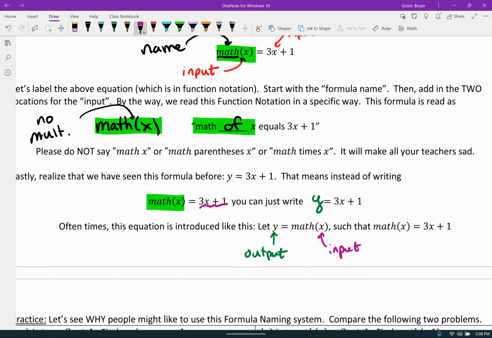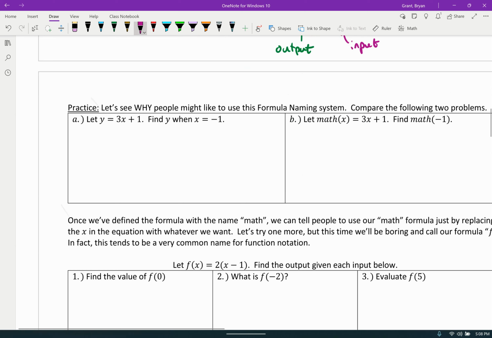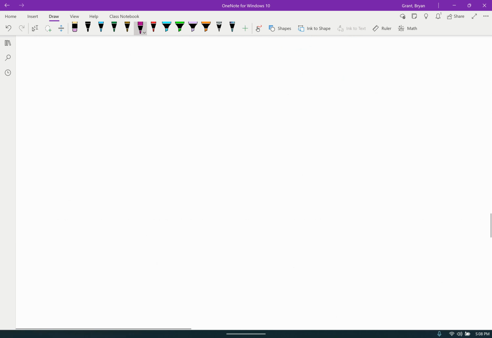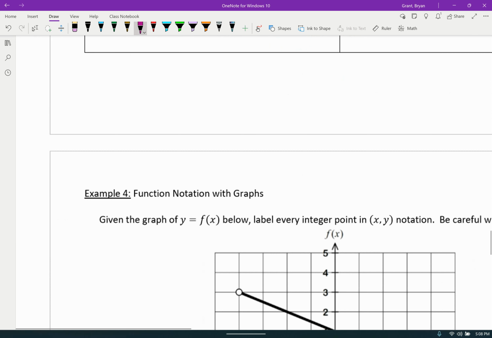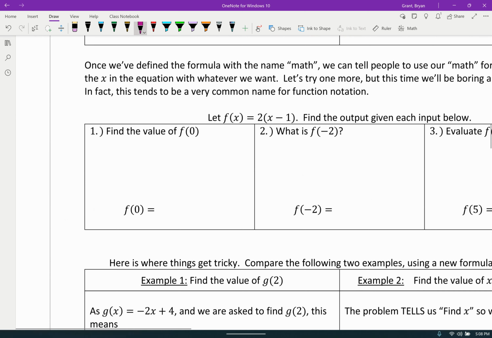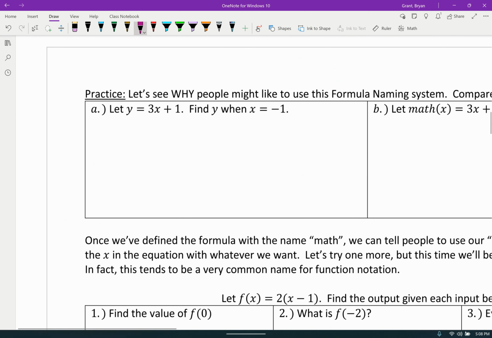Now, let's actually see why you might want to use this and get some specific examples instead of me naming formulas weird things. So here we go. Oops, and it's going to zoom out. One day, OneNote will fix that feature, but today is not that day. Let y equal 3x plus 1. This is A. Find y when x equals negative 1.